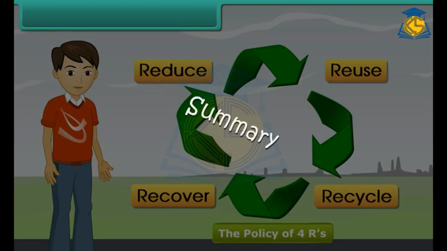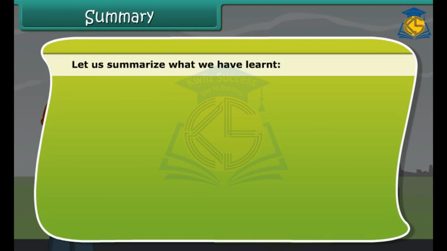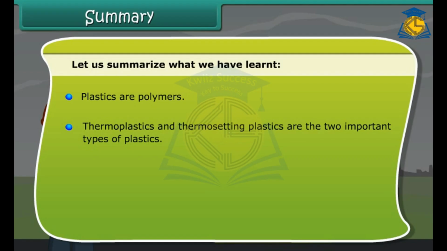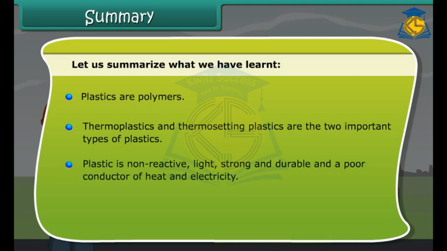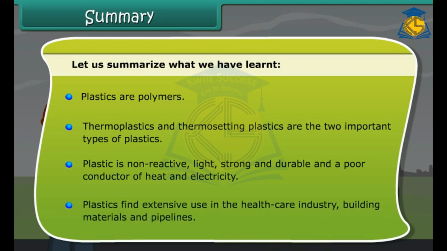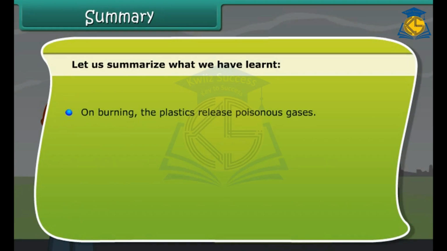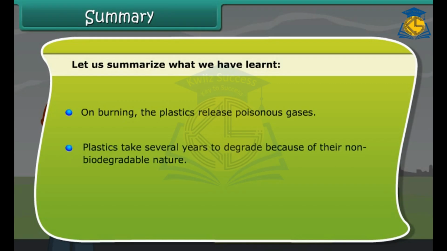Summary. Let us summarize what we have learned. Plastics are polymers. Thermoplastics and thermosetting plastics are the two important types of plastics. Plastic is non-reactive, light, strong and durable, and a poor conductor of heat and electricity. Plastics find extensive use in the healthcare industry, building materials and pipelines. On burning, the plastics release poisonous gases. Plastics take several years to degrade because of their non-biodegradable nature.